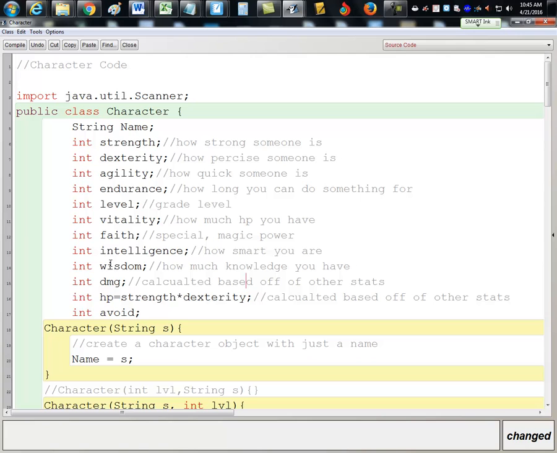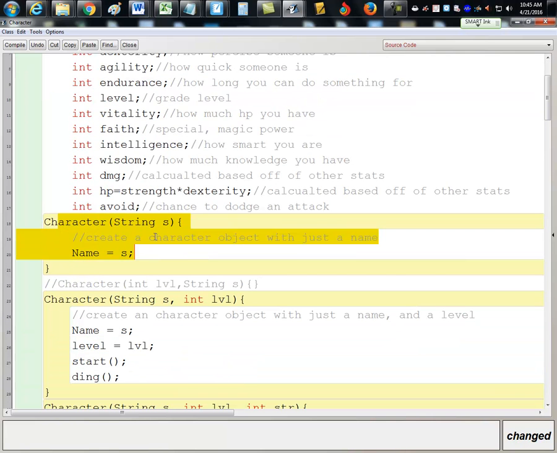You can literally, if you want to, just get rid of all these stats except for strength and dex, and that's it. You can just use 3. You can add 20 more. Avoid is chance to dodge an attack, which, again, you do not have to use.